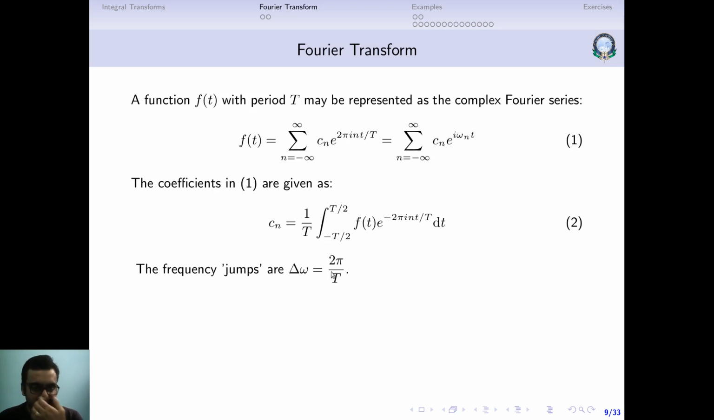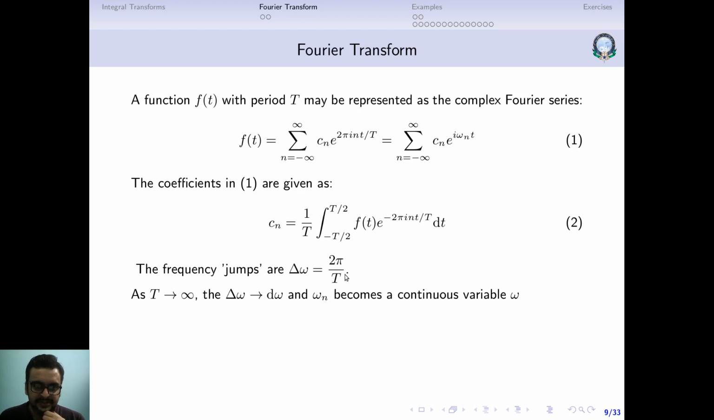So we have the difference between one harmonic and the next harmonic, the frequency difference, which is 2 pi by T. As long as T remains finite, this is going to remain finite. But we are interested in Fourier transforms, so we are going to allow this period T to be infinite. As T tends towards infinity, this delta omega becomes infinitesimally small, and instead of delta omega we could just write d omega. And the moment this delta omega becomes small, this omega n becomes a continuous variable.